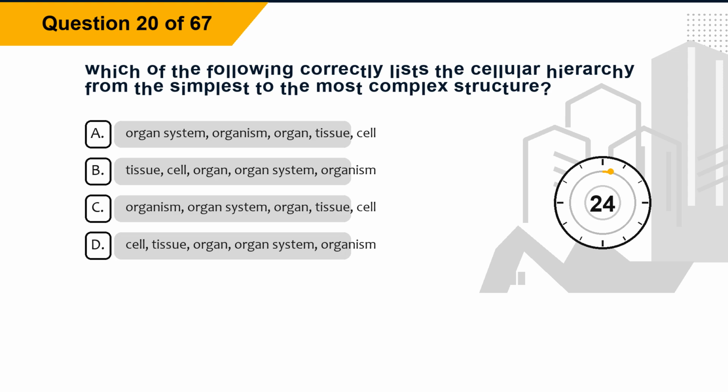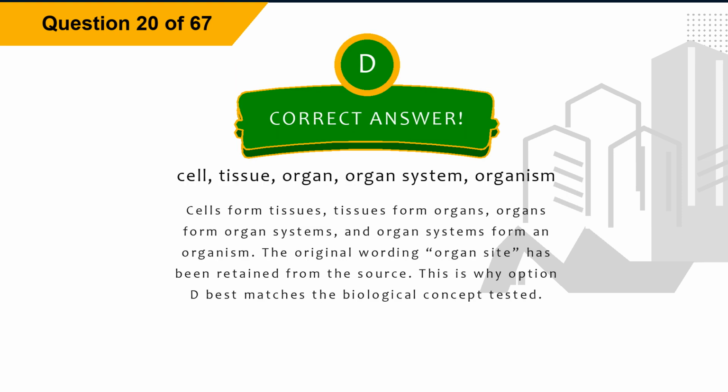Question 20. Which of the following correctly lists the cellular hierarchy from the simplest to the most complex structure? Option A, organ system, organism, organ, tissue, cell. Option B, tissue, cell, organ, organ system, organism. Option C, organism, organ system, organ, tissue, cell. Option D, cell, tissue, organ, organ system, organism. The correct answer is option D, cell, tissue, organ, organ system, organism.